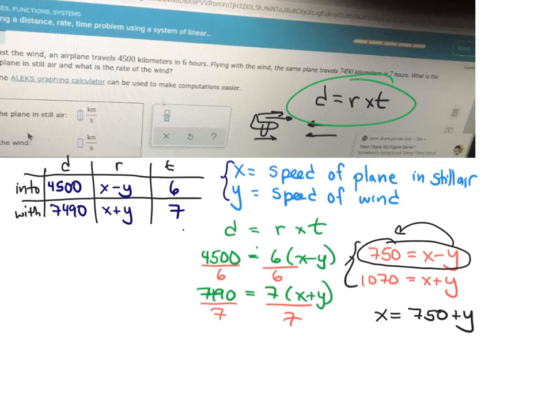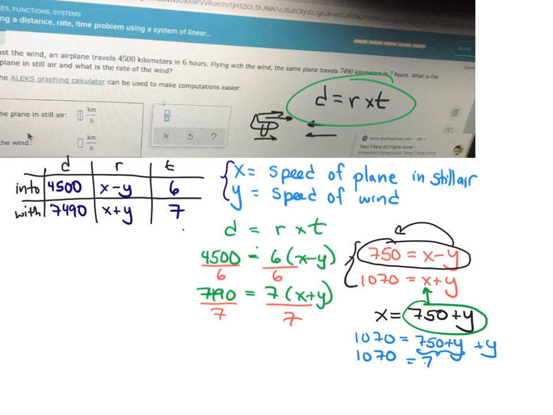Why this is beneficial is that now that I have x by itself, I can replace x in the second equation with whatever I got in the first equation. So since x was 750 plus y, I can replace that into the equation. I know ALEKS tells you to use the graphing calculator. I find that to be a very, very bad idea. If you do a substitution or elimination, it will work much, much easier. So we will end up with 1070 equals 750 plus y, that's what I substituted in for x, plus another y. So this was my old x in the second equation. Now I'll just go ahead and solve.